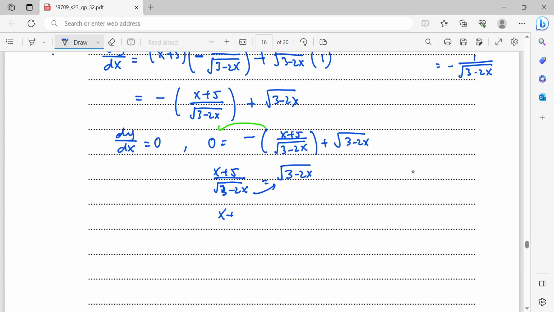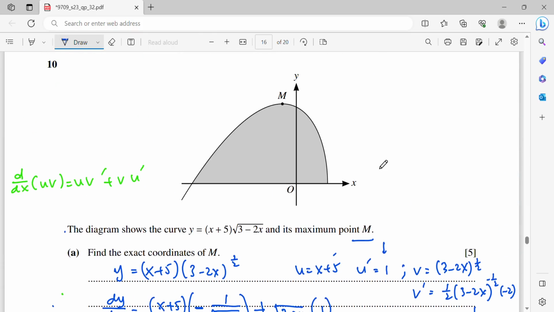Then now the square root in the denominator can be moved up. So it will be x plus 5. Now square root times square root, it will be power 1. So I will get 3 minus 2x. And then since I get negative 2x on the right side, I will move it to the left side, and the 5 will be moved to the right. So once you move like this, it will be 3x equals negative 2. So it means that my x is going to be negative 2 over 3. So this is the x coordinate of the stationary point. But then when you refer to the graph here, there's only one maximum point, which means that is the x coordinate of the M already.